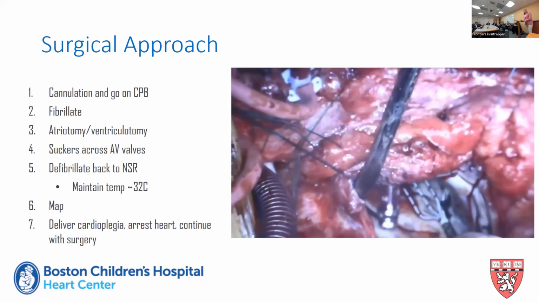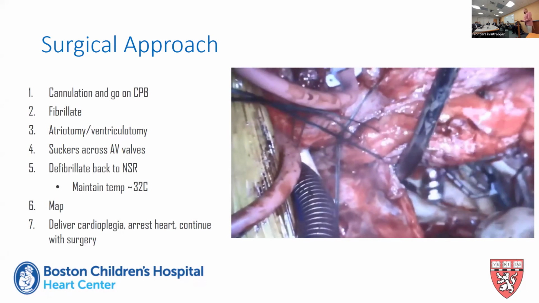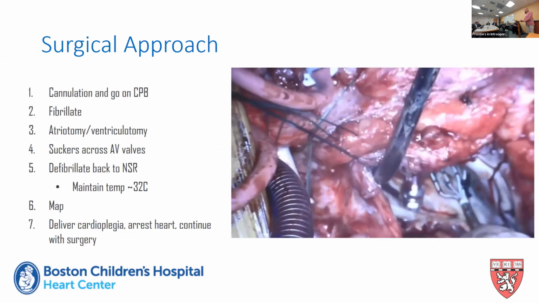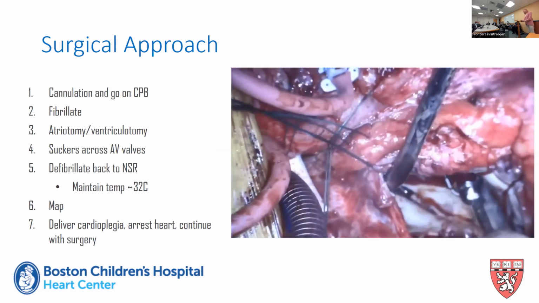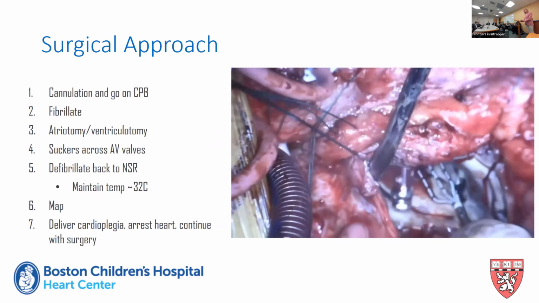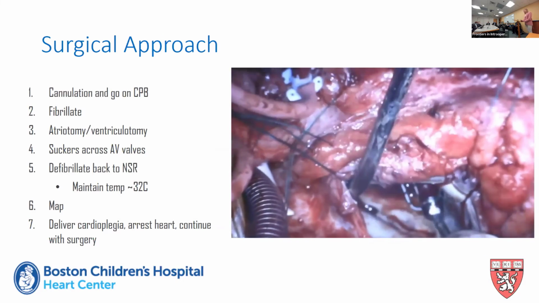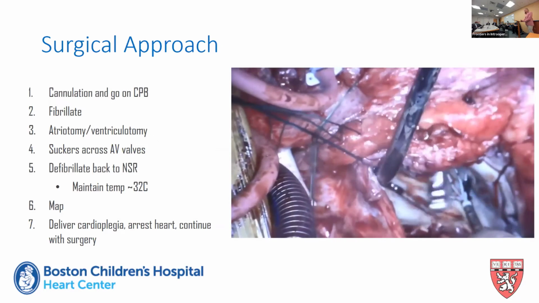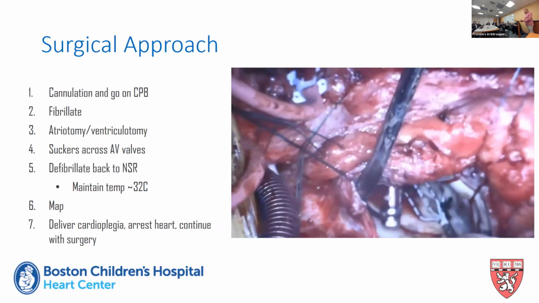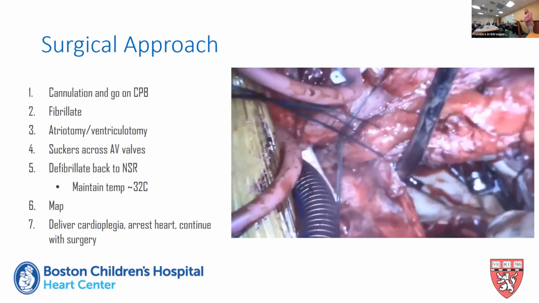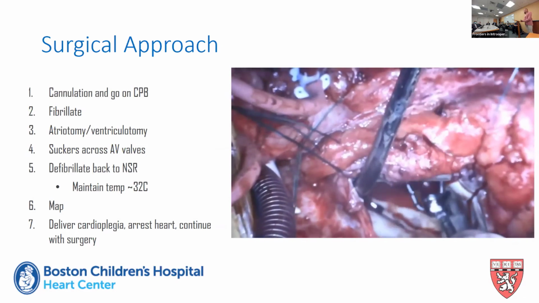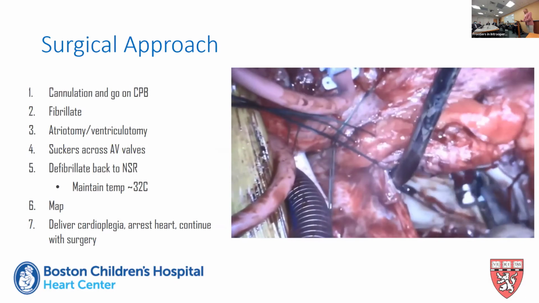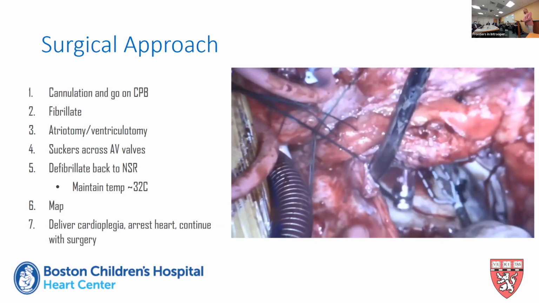Drop suckers are placed across the AV valves, and the heart is then defibrillated back to normal sinus rhythm only once empty. We tend to do this at temperatures around 32 to 34 degrees Celsius, so not cooled all the way down, because at lower temperatures we were finding spontaneous heart block, even before touching the heart with the catheter. Mapping is then performed, and then at the end of mapping, the heart is arrested and the surgery is continued. So the heart is never closed up with air in it.